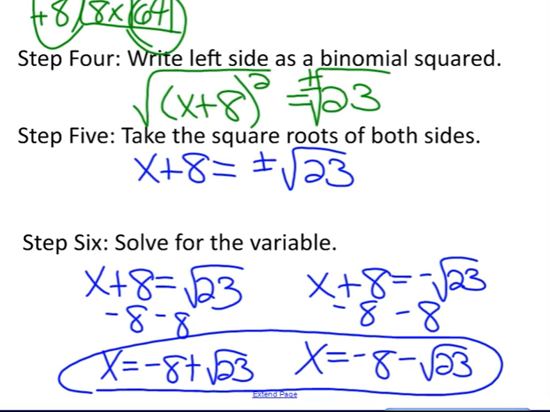You would simplify the square root of 23 if it was simplifiable. And no, I don't mean a decimal. 23 is a prime number, so you don't have to worry about it. But if this was something other than a prime number, you would have to try and simplify it.